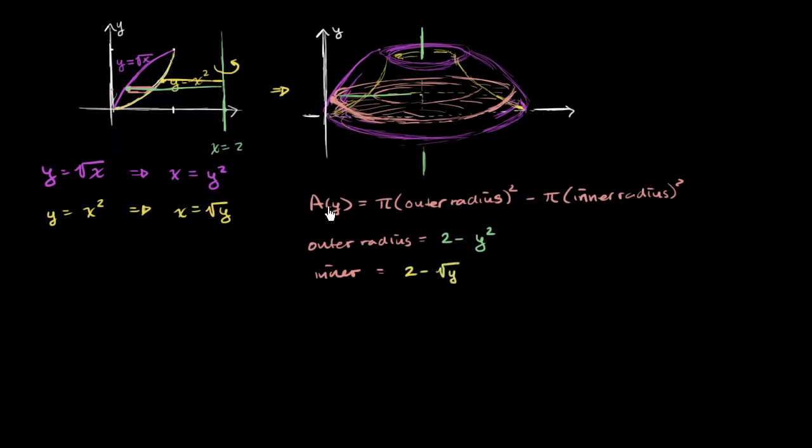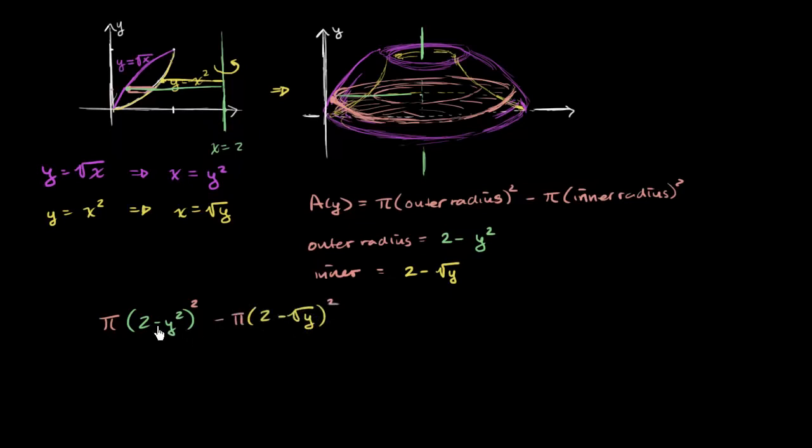And so now we can come up with an expression for area. It's going to be pi times outer radius squared. Well, the outer radius is 2 minus y squared, and we're going to square that, minus pi times the inner radius squared. Well, we already figured that out. The inner radius is 2 minus square root of y, and we're going to square that one too.